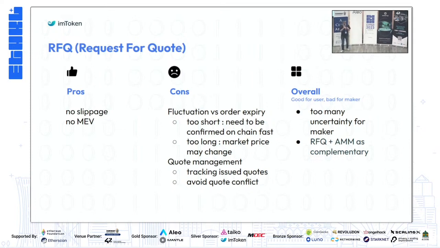From our experience, most makers are just very familiar with centralized exchange market making, but they may not have a comprehensive system for transaction management or quote management. The result is that makers will have a more conservative quoting strategy, and ultimately it will affect the price that users can get. And usually these makers are doing market making on the major pairs. So overall, this model is good for users, but has too much uncertainty for the maker. So RFQ and AMM are actually complementary to each other. They are not replacing each other at all.